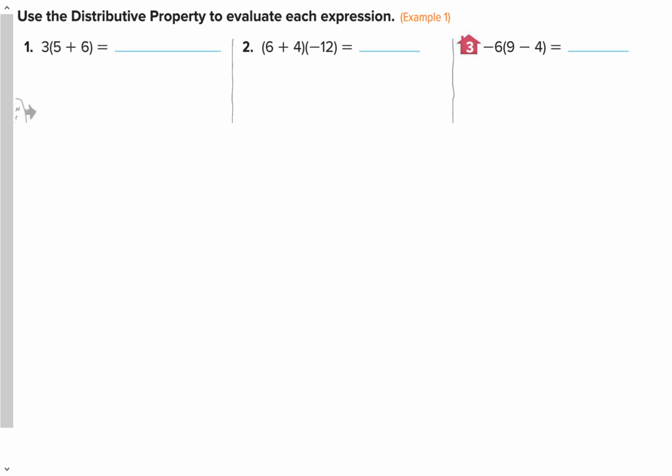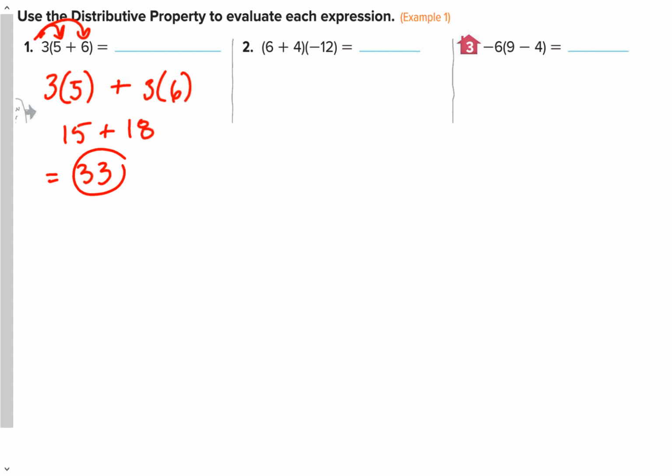So remember, in distributive property, it's a number being multiplied by a quantity. So you want to multiply every single number on the inside by the number on the outside. So this is going to be 3 times 5. The operation is plus. And then 3 times 6. So 3 times 5, 15 plus 18, that's going to equal 33.